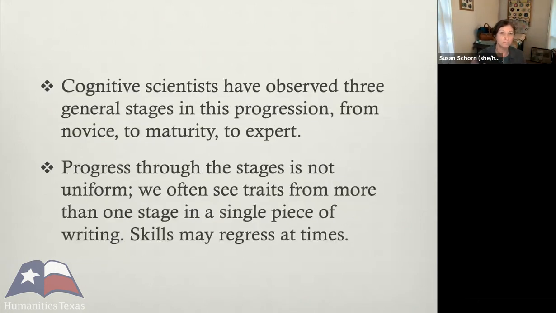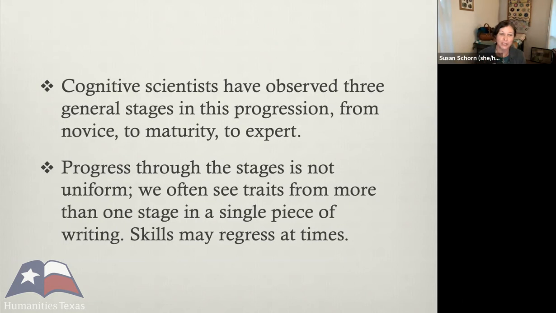Okay. So we're going to look at 3 general stages of writing skills development that these cognitive psychologists have observed. They move from the novice level, where we start out in childhood, to maturity, and then to an expert level. But as I've already said, the progress through stages is not necessarily uniform. We can often see traits from more than one stage in a single piece of writing. And skills will always regress for a writer at certain points in their career. So you'll see regression pretty often too, and that's normal, right?